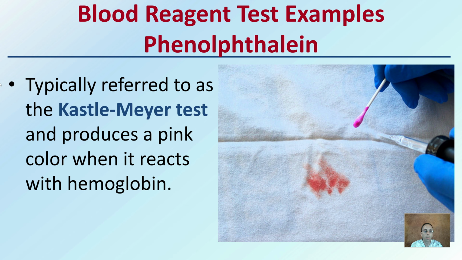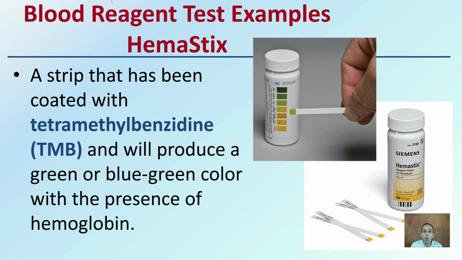Those blood reagent tests include phenolphthalein. This is typically referred to as a Kastle-Meyer test, and it produces a pink color when it reacts with hemoglobin. So here we have a red substance that we suspect is blood. While using phenolphthalein here, we can see it turns pink from a clear solution. This is indicating that it is blood. It does not confirm that it's human blood or frog's blood or something else, but this gives an initial step in the investigation process.